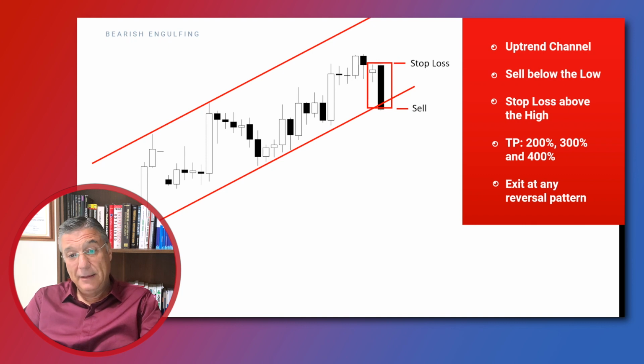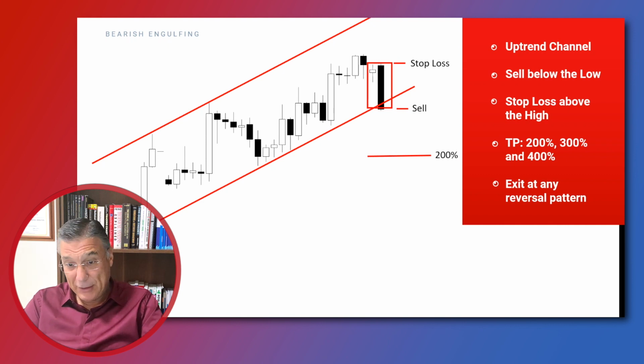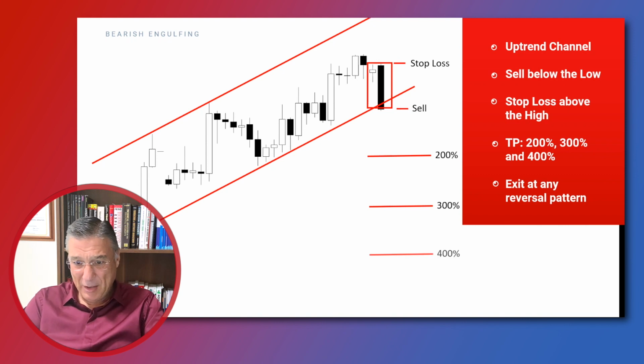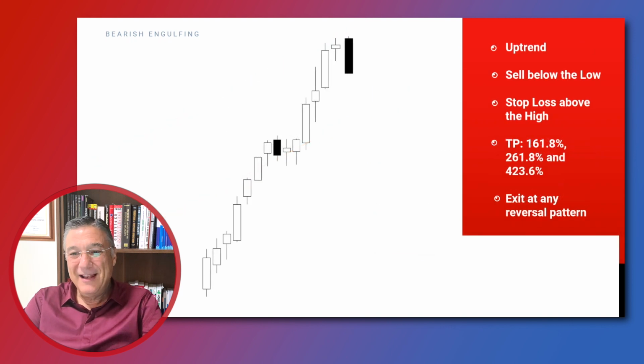You can alter, modify, and use different percentages, but in this case I use the 200% level to close part of our trade, then we close another part of our trade at the 300% level, and then another part at the 400% level. Anytime we identify any reversal pattern in the opposite direction, it's a good excuse to close the remainder of our position. Good. Let's go on and take a look at another strategy.